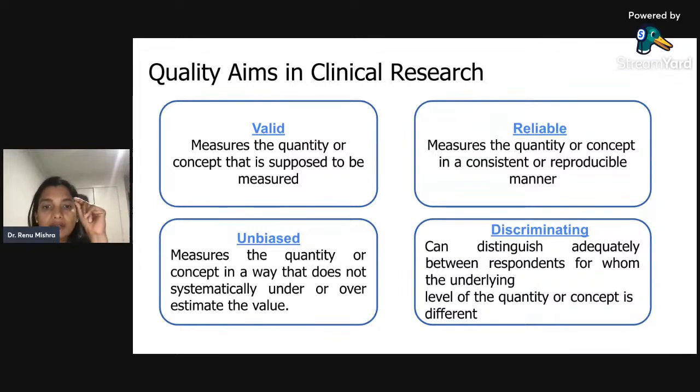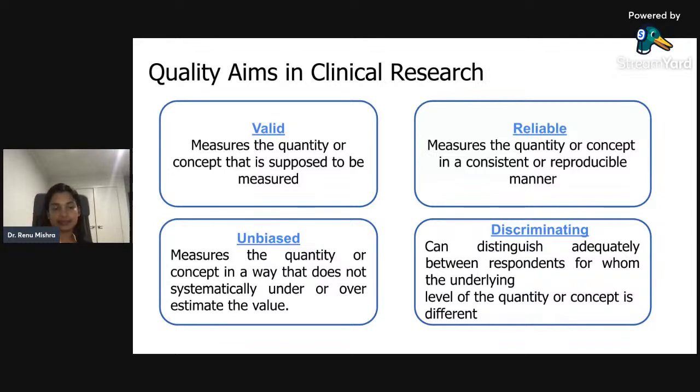Second, reliability: whether this questionnaire will produce the same results even after some time, when used for the same purpose. Is it reliable or not? Unbiased: it will measure the quantity or the concept in a way that does not systematically under- or overestimate the value. That means it will not be biased; it will not go beyond a certain value or remain an undervalue. Discriminating: this is self-explanatory, that it will not discriminate between the respondents.